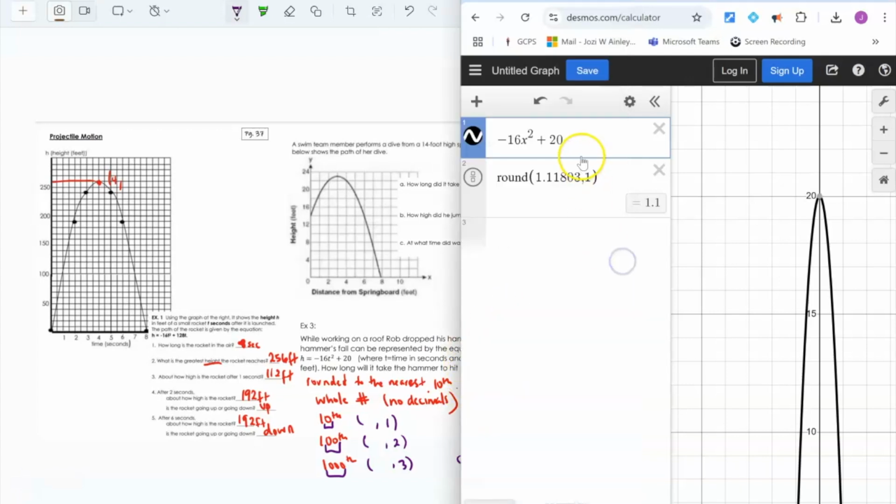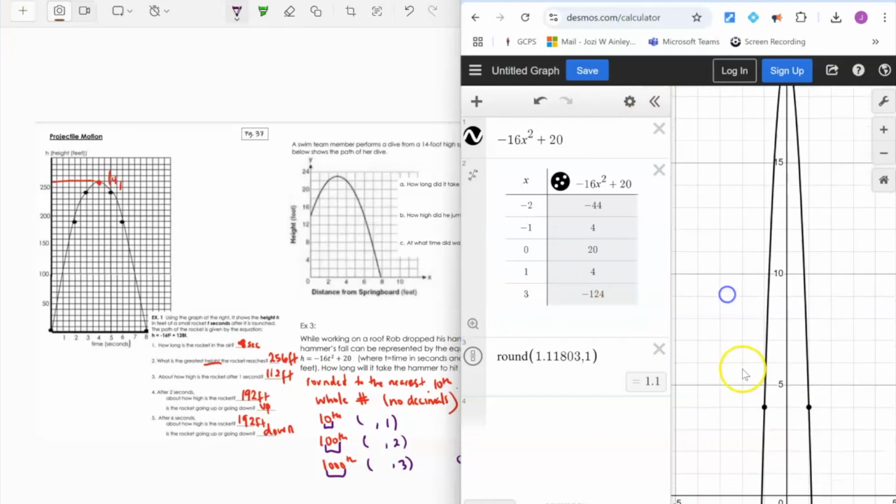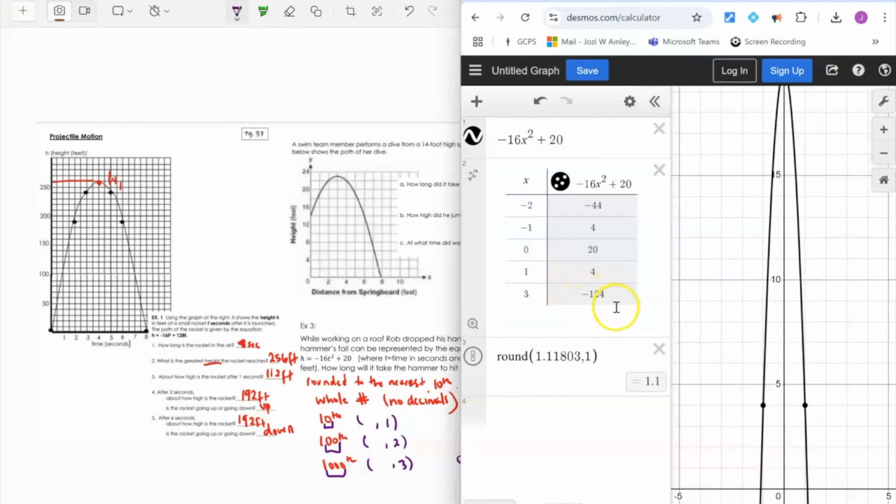Remember, for that, all you're going to do is make it a table. You hit settings, table, and whatever time they're asking for. What was the height at 3 seconds? Negative 124. Obviously, the ball's already hit the ground. Can I have a negative 124 height? No. So at 3 seconds it has already hit the ground. 1.1 is the furthest. They could ask how high was the ball at 0.5 seconds? It was at 16 feet.